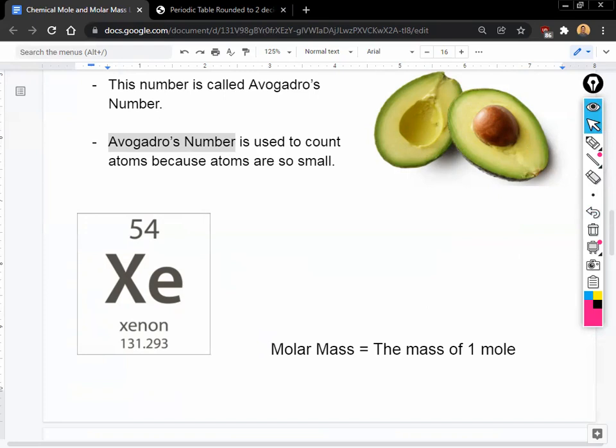Now, we can find the molar mass for an element by looking at the number on the bottom of the box in the periodic table. So if you go to the box for each element, the number on the bottom is going to tell you how much 1 mole of that element weighs. And so we have xenon right here. If I have 1 mole of xenon, it's going to weigh 131.293 grams. So 131.293 grams is equal to 1 mole of xenon. That's what a molar mass is.